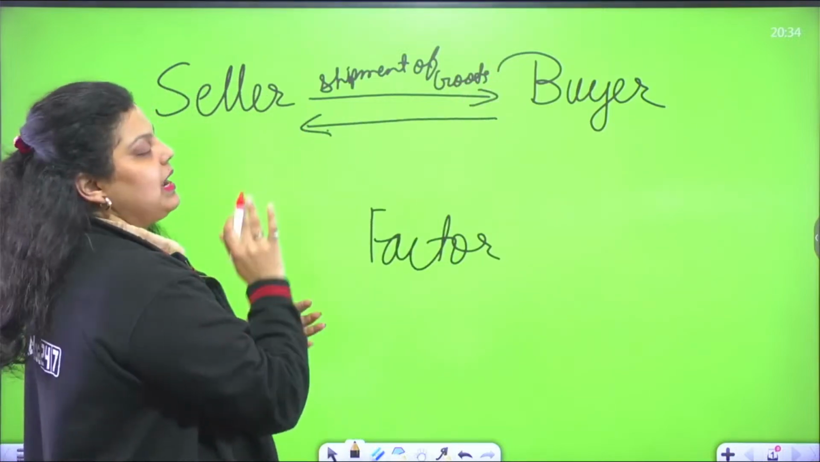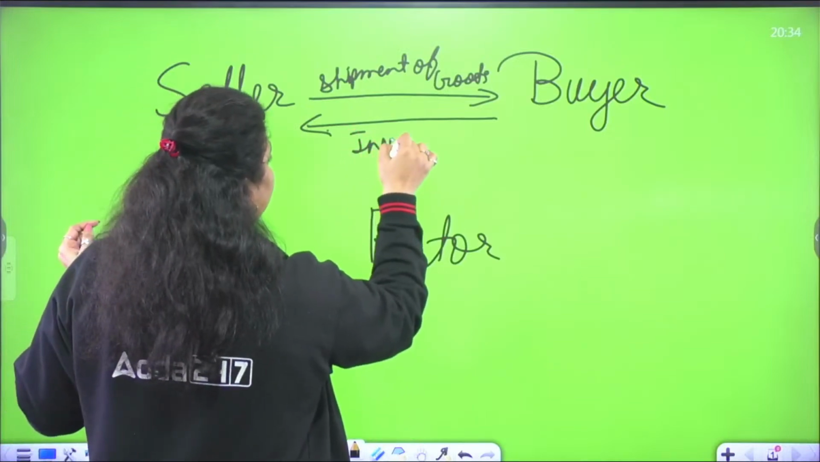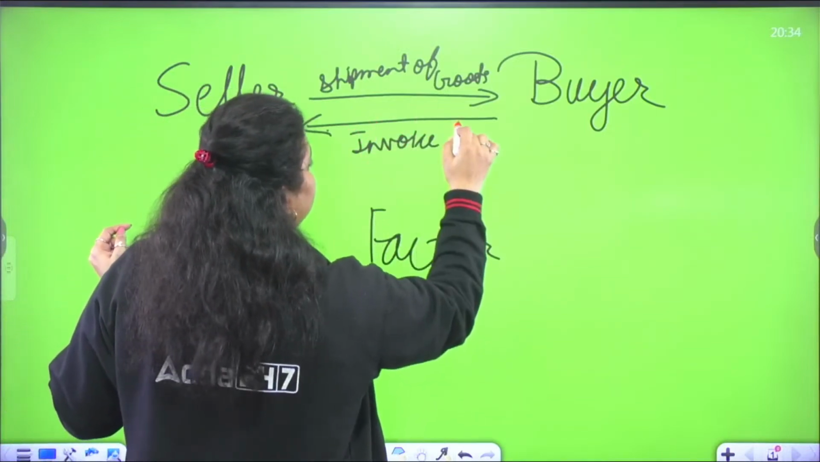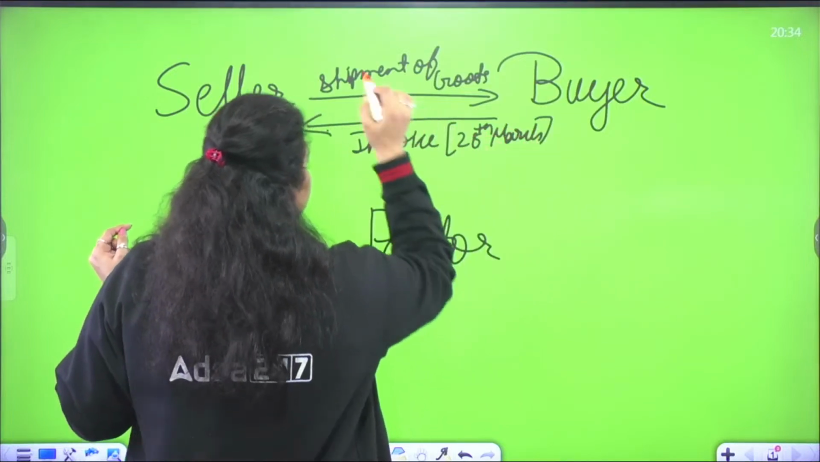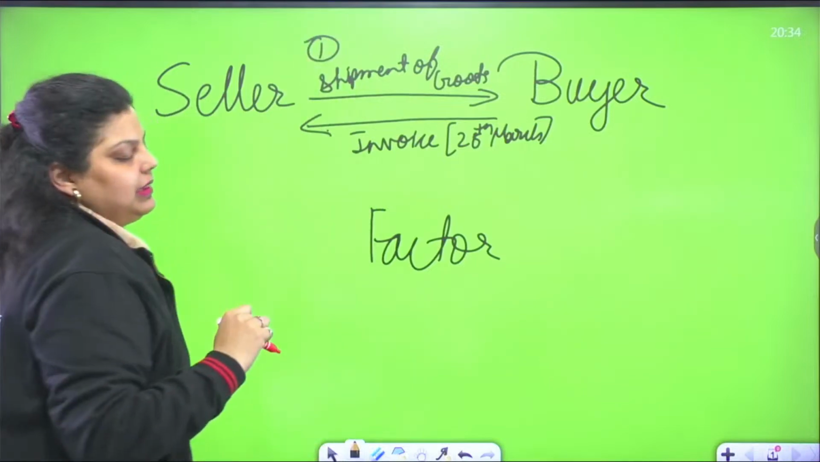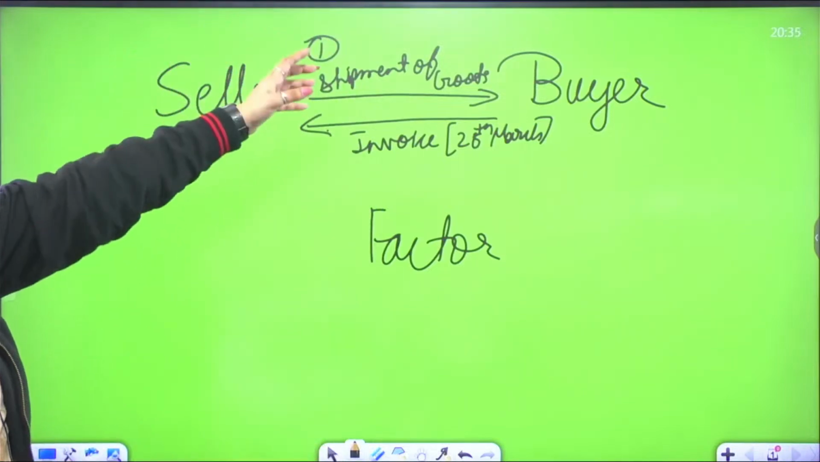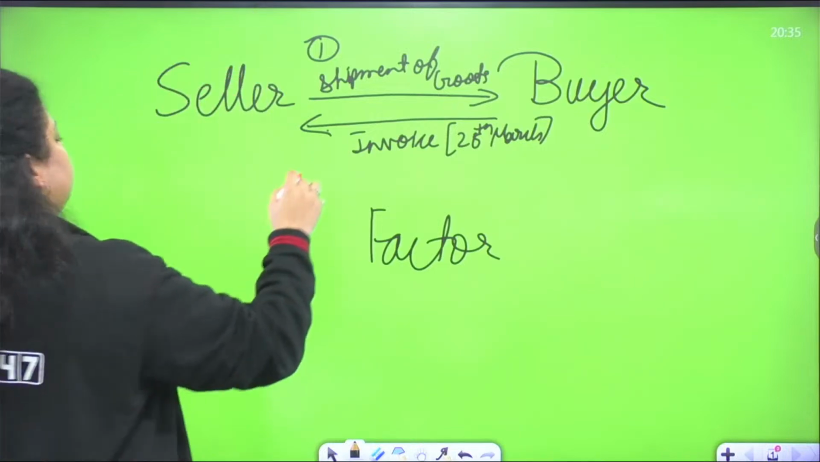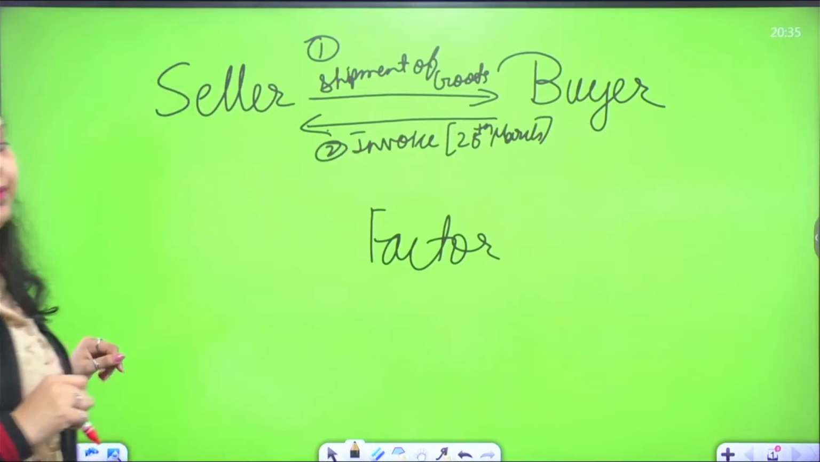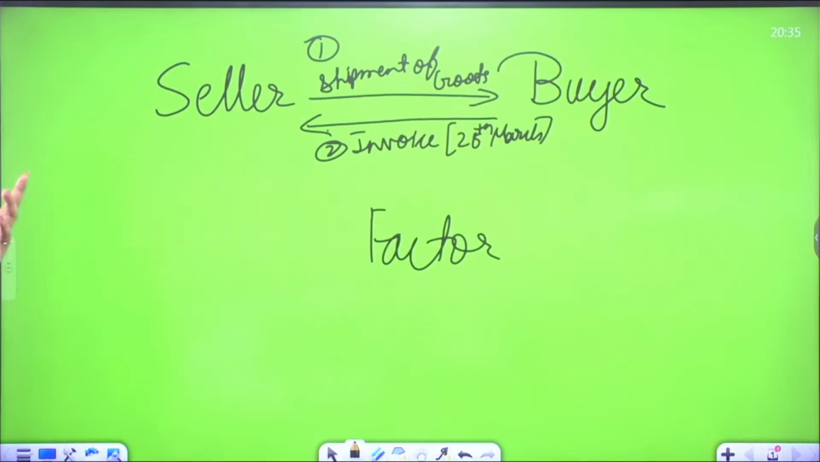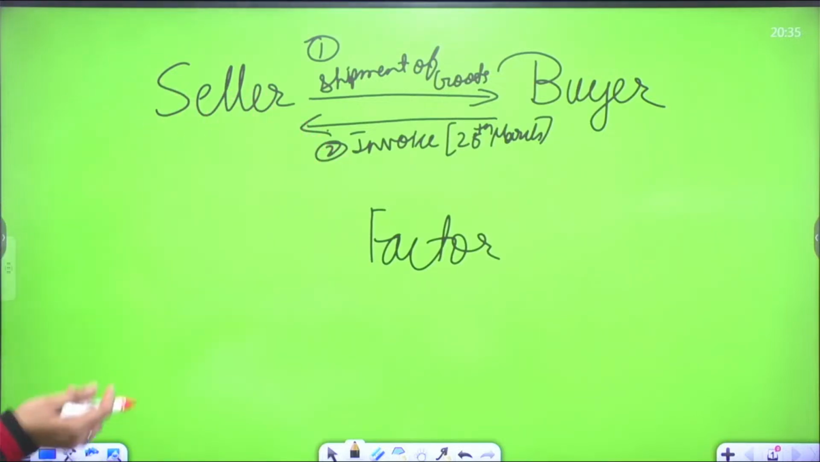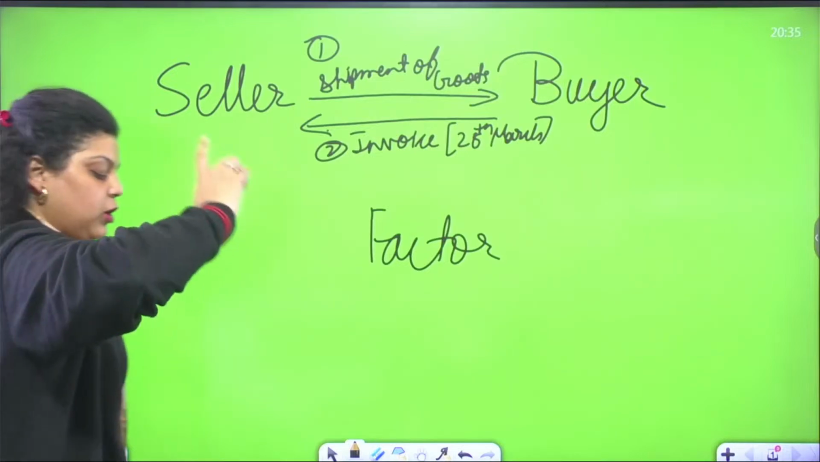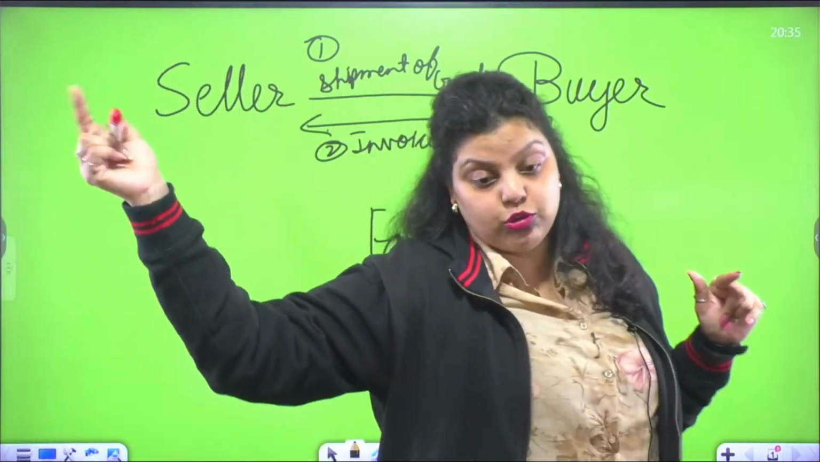Now the buyer has given the seller an invoice in which it says that your payment will be done on 26th of March. A future date has been given. So the first transaction is that the seller did the shipment of goods to the buyer, and in the second step, the buyer gave the receivables, the trade bill, or I can say the invoice, to the seller, which says that the payment will be done on 26th of March. But the seller needs an immediate payment because the seller has to start another project, another contract.